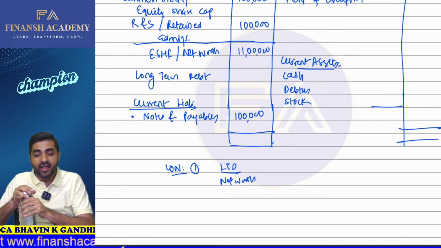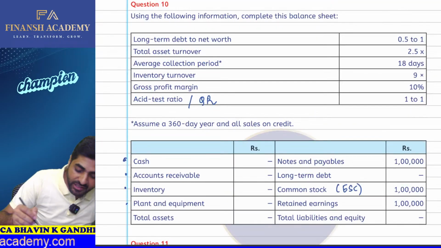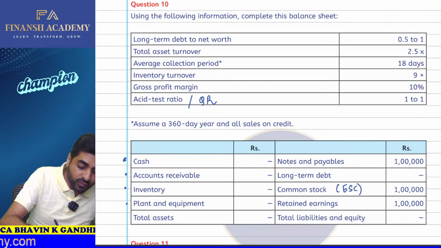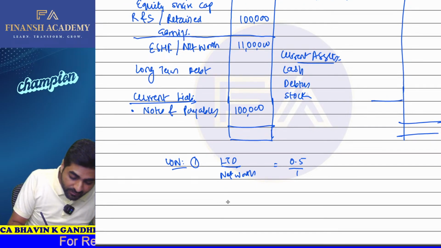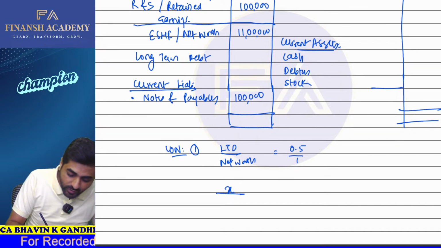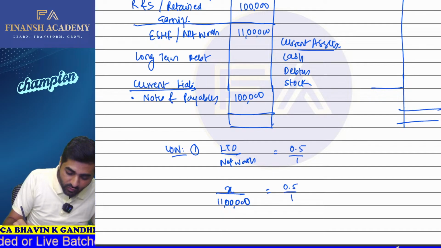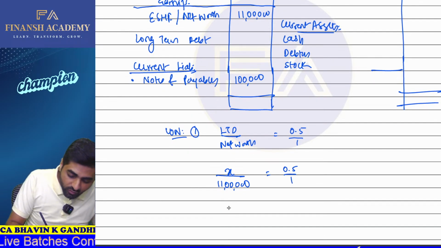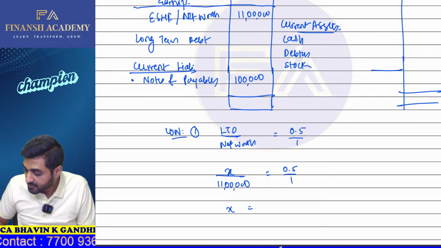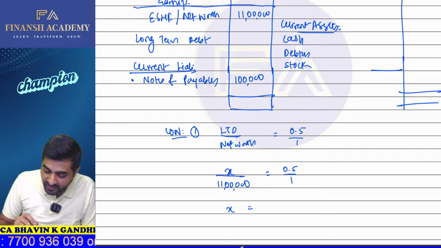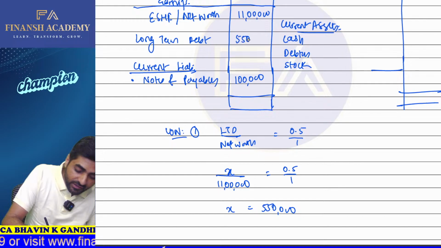So now, my dear students, we are having long-term debt to net worth. And what is this particular ratio? The ratio of 0.5 is to 1. So your long-term debt, let that be X. What is your net worth? 11 lakhs. X upon 11 lakhs is equal to 0.5 upon 1. So now what is going to be your X? That will be 11 lakh into 0.5, which is nothing but 5 lakh 50,000. So that is going to be my long-term debt.